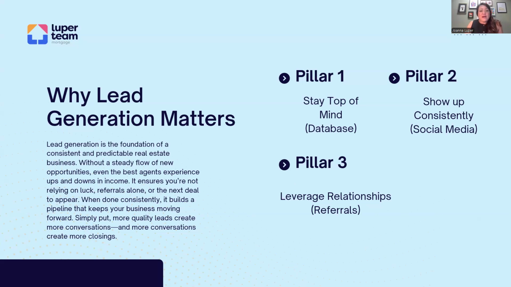So why does lead gen matter? Lead generation is the foundation of consistent, predictable real estate. If you don't have a steady flow of new opportunities, you know how it goes. Sometimes I get 5 leads and then there's nothing, and then I get 3 leads and then there's nothing, and then I get 10 leads and there's nothing. I get 1 lead. Ideally, what would it be like if we had 3 leads, 3 leads, 3 leads, or 5, 5, 5, 5, 5? When we started working in this business, about 5 years ago, I wanted to consistently have 50 leads a month.